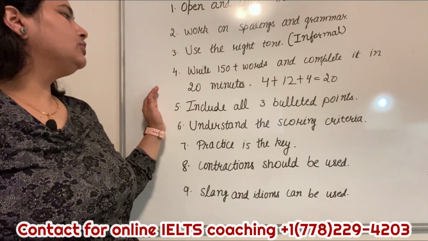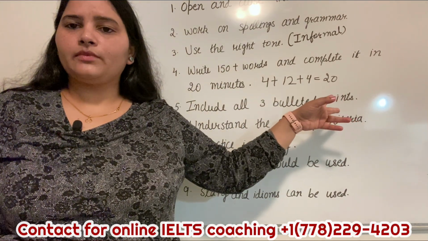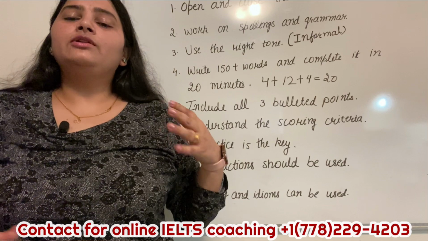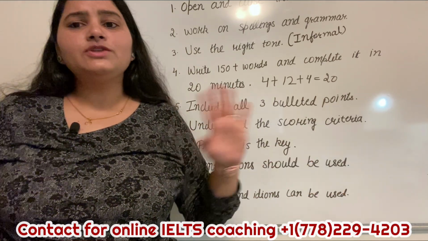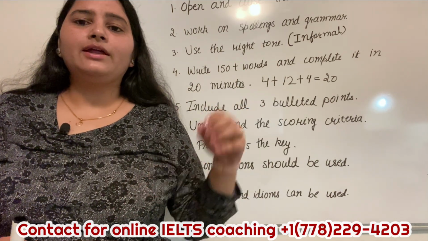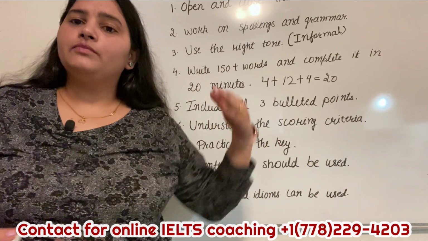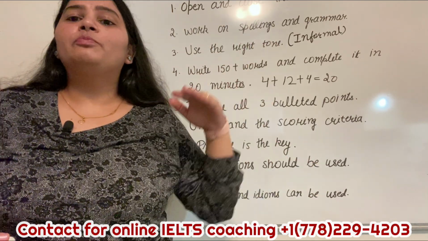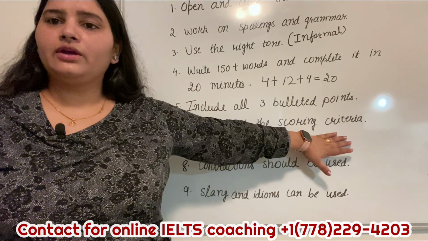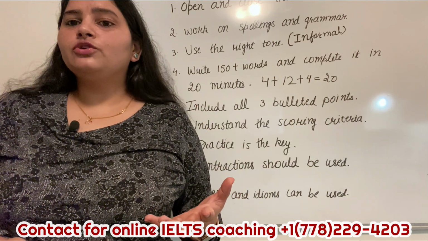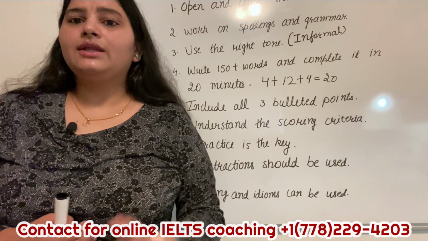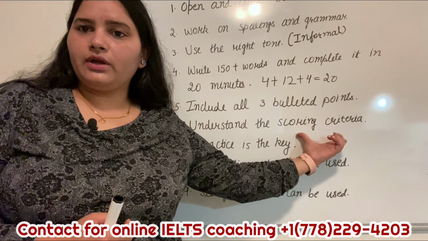Then you have to include all 3 bulleted points. Do not leave any of them. The order can be changed. Like if you want to write the third one in the second place, that is okay, but include everything. The coherence should be there. It is not that you include the points however you want. It should be included in a way that looks presentable and readable. Then you have to understand the scoring criteria, how your writing is going to be marked, and what the examiners want to see in your writing. You have to check that in the scoring criteria.